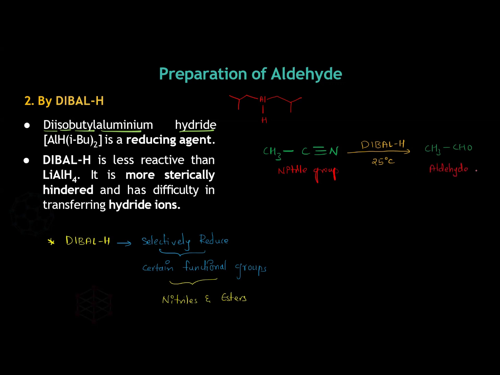So if you see here, I told you, either nitrile or ester will be converted up to aldehydes. It will not further convert into alcohols. That one also you should remember here. So this one will not further reduce to alcohols. It stops at aldehydes.